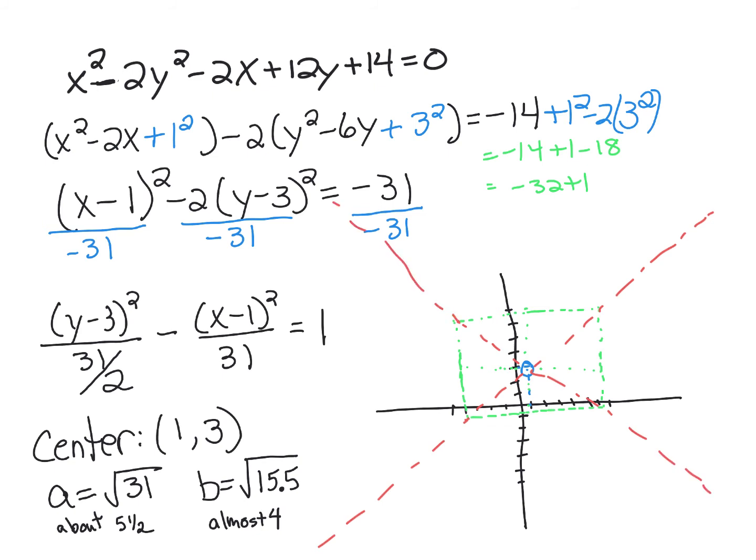And now my vertices, because the y is positive, my major axis is up and down. My vertices are on the vertical side. Right there and right there. And we're going to pass through the vertices and approach the asymptotes. So this guy is pretty wide. I like to turn my paper.